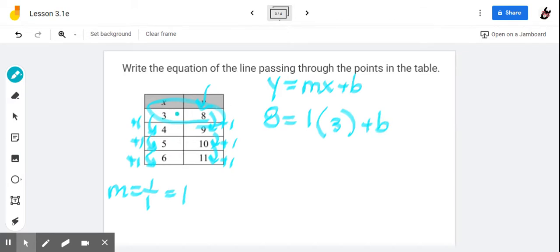So let's look at that. I used the point (3, 8). X is 3, y is 8. So where y was, I put 8. Where m was, I put 1 because we found our slope to be 1. Where x was, I put the 3.